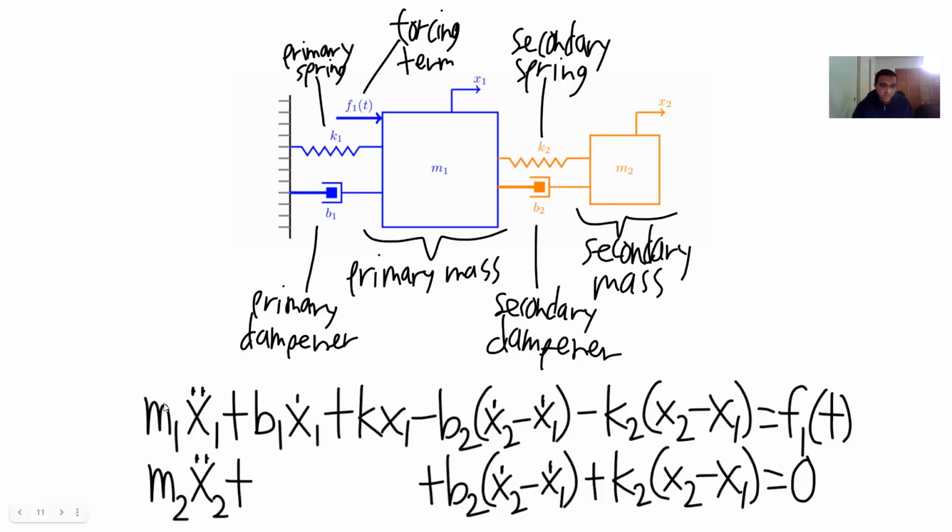We write m1 x1 double dot, which is our mass times acceleration. Then you take the b1 and b2 terms, which are damping terms. One of them is simply on x1, between the primary mass and the wall, so it's just b1 x1 dot. Then you have the second damping term, which is between the two masses. You can see this damper, or dashpot, between the primary and secondary mass, so it involves the differences between the masses.